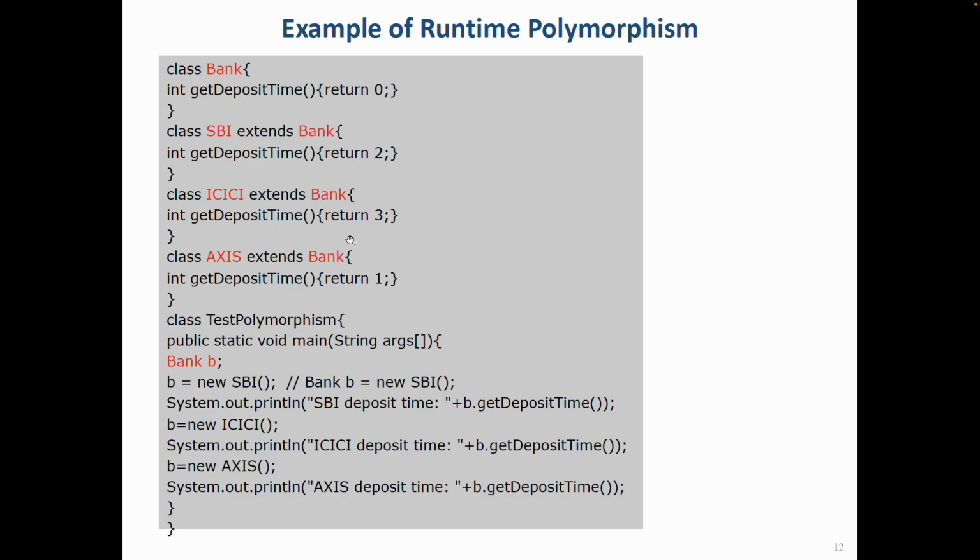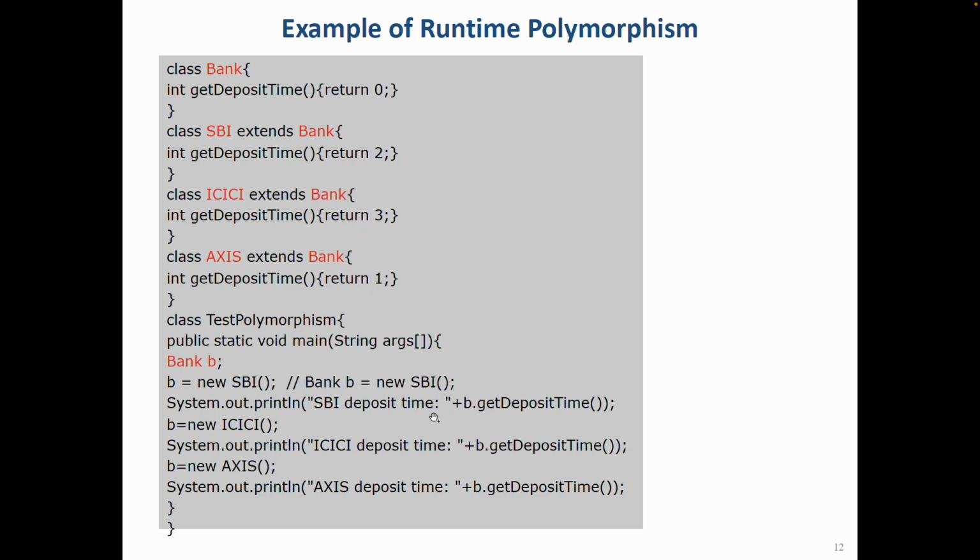And then in the main function, we have this Bank b. We first say b = new SBI, and then we print b.getDepositTime. And then we say b = new ICICI, and then we print b.getDepositTime, and then we say new Axis, and then we call this again. What will be the output? Two, three, one.